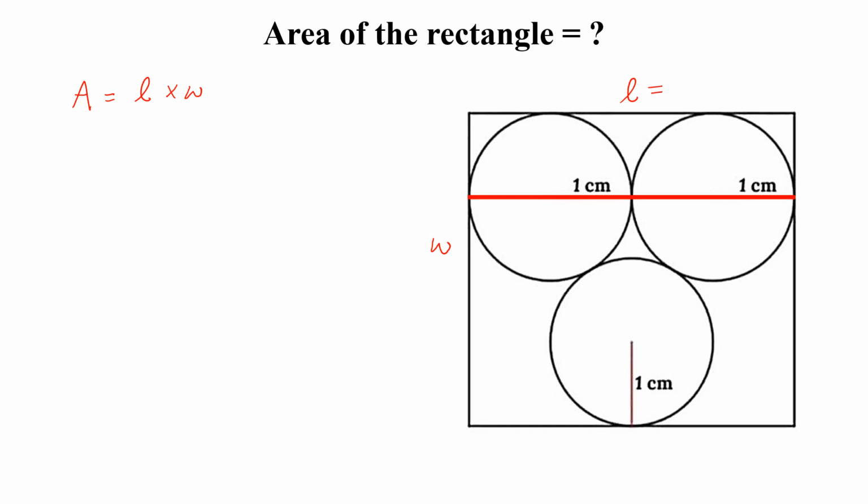If we draw this line, clearly the length of this line is 4 because the diameter of this circle is 2 and this circle is also 2. So the length is 4.